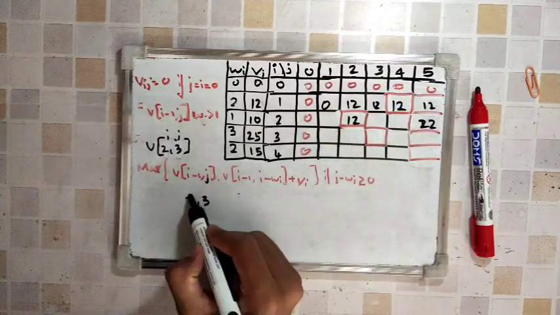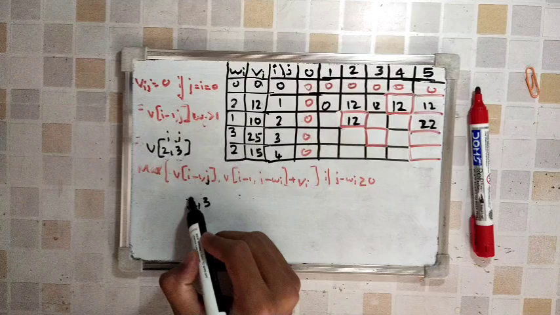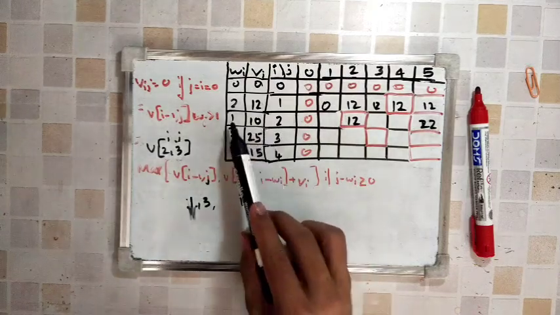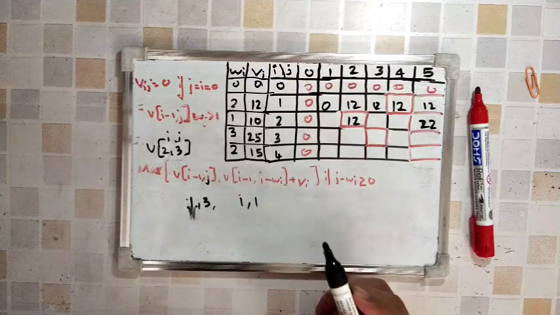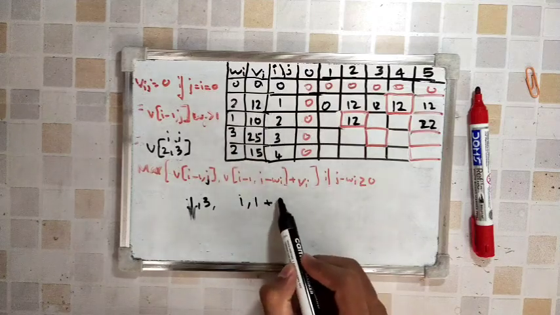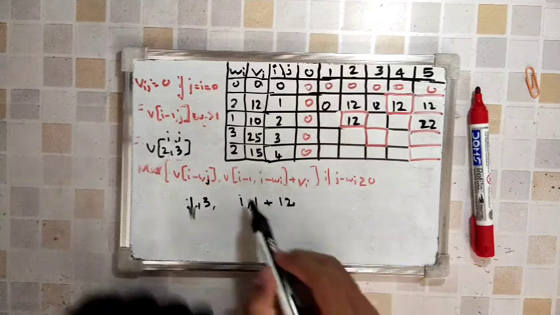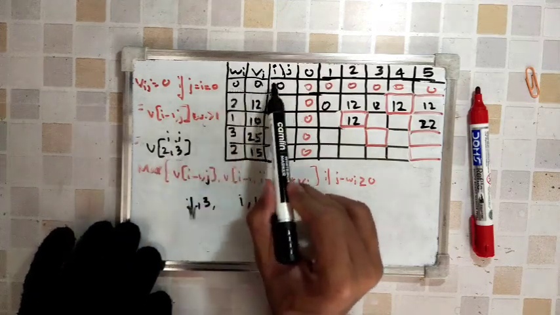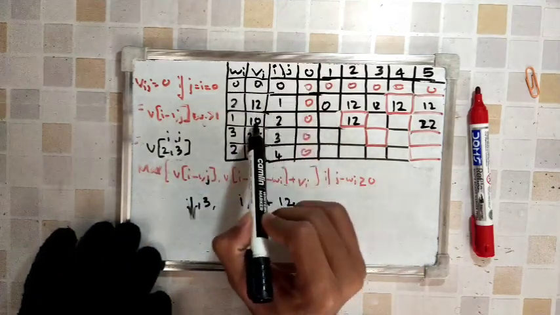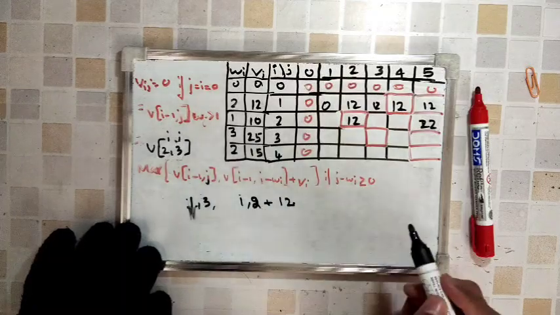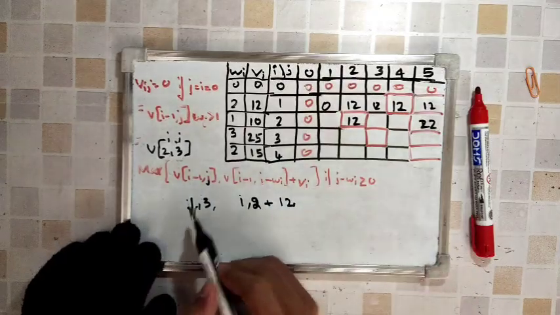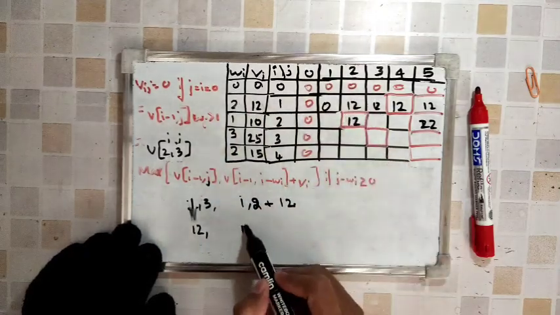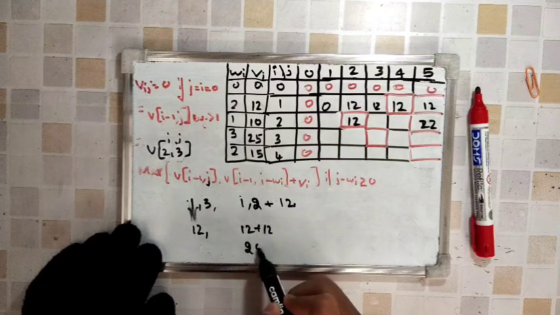So 2 comma 3, if I do, then it will be 1 comma 3, or 1 comma, what is wi here? So the first item, so 1 comma 1, plus 12. Am I right? So see here j is 3, so 2 3, so I is 2, so I have to subtract only 1, so it will be 1 comma 2, not 1 comma 1. So 1 3 is 12, and 1 2 is also 12, 12 plus 12, that gives me 24.